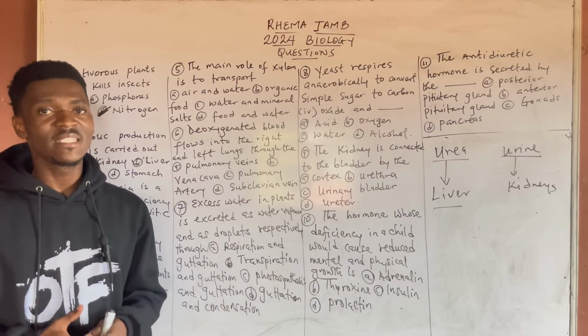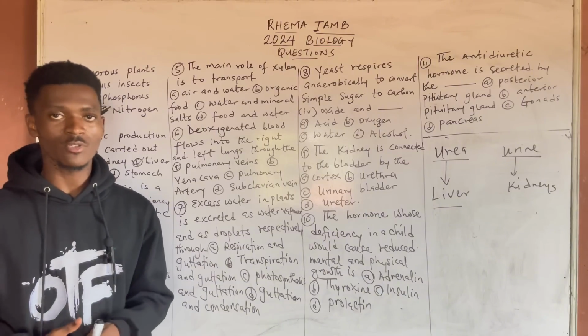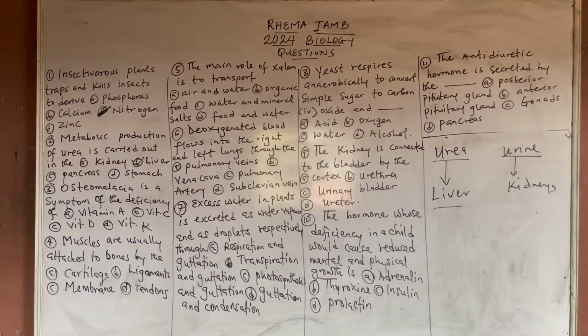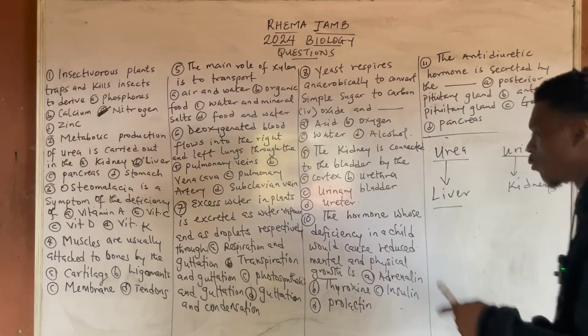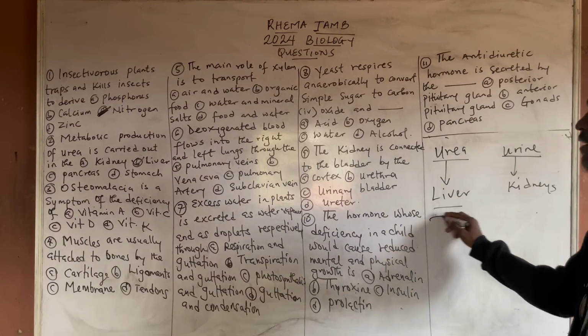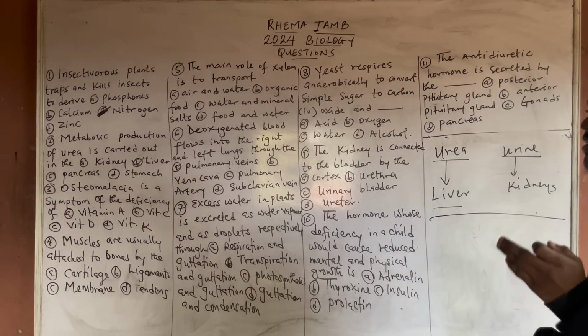That process is called deamination. All right, that's one of the functions of the liver. So that's the answer, liver. Then number 3, osteomalacia is a symptom of the deficiency of what?